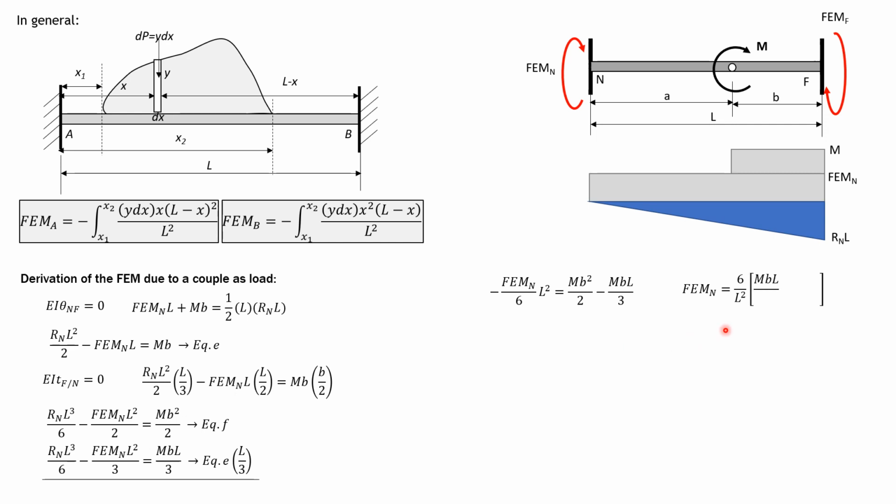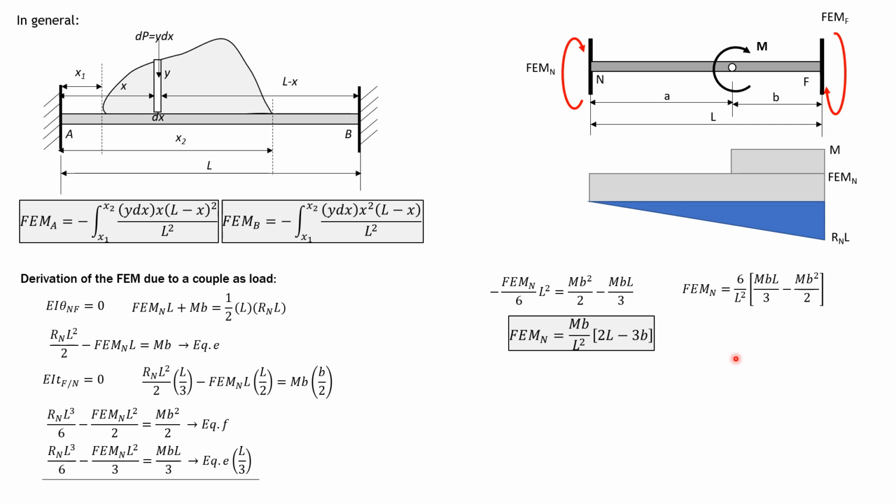So we have fixed moment here is 6 over L squared. Then we interchange because we treat this as negative, or we only distribute the negative sign. So MBL over 3 would now be the positive, and minus MB squared over 2. What is common here is MB. Then factor out MB, then distribute 6. So you will have MB over L squared times quantity 2L minus 3B. So that's the fixed moment here, MB over L squared, quantity 2L minus 3B.